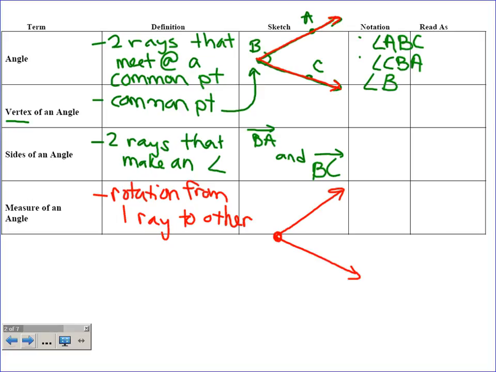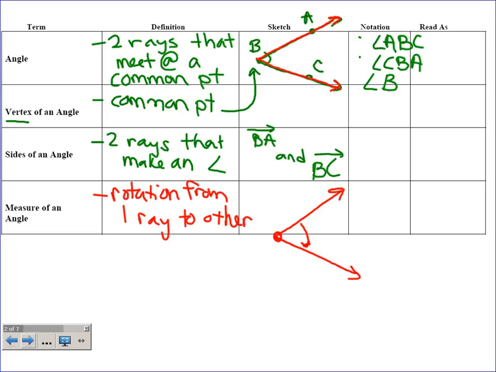Okay, so if we have this ray, it's identical to this ray down here. All we do is we basically say, well, how far do we have to move it from here to here? How many degrees is it from here to here? It's the rotation. You guys know what the measure of an angle is, right?